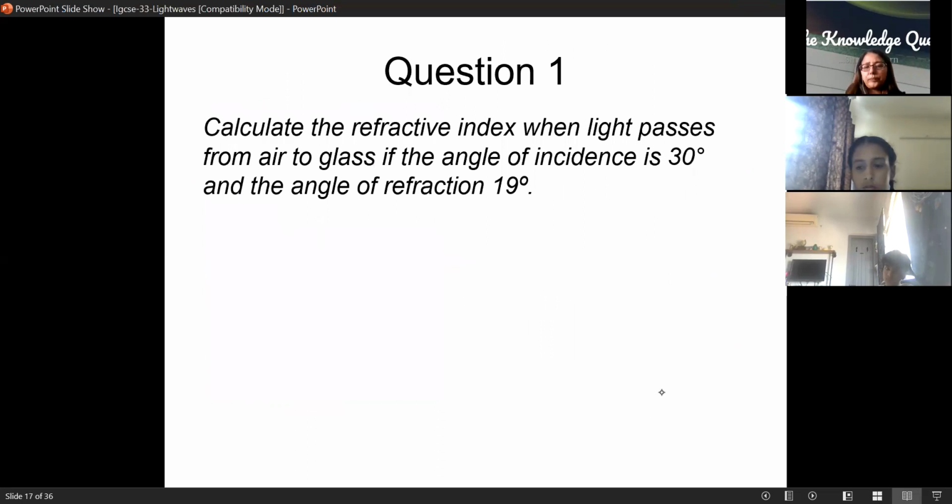Now the question says, calculate the refractive index when light passes from air to glass. So this is your glass. This is air, this is glass, this is air. Angle of incidence is 30 degrees. So let me make a normal first. The angle of incidence is 30 degrees, and the angle of refraction is 19 degrees because it is going from a rarer to a denser medium. Rarer to denser medium is towards the normal. So this one is 30 and this is 19. Okay. So what will be the refractive index N?